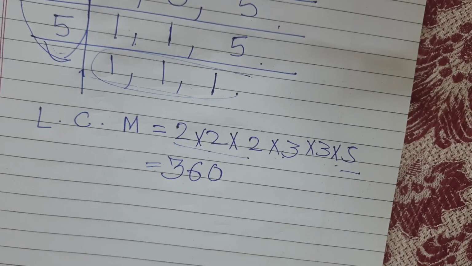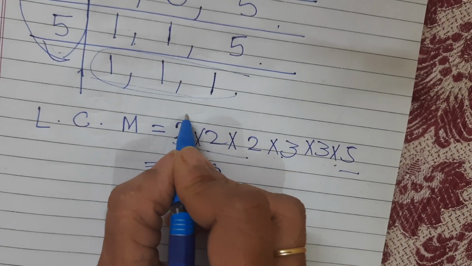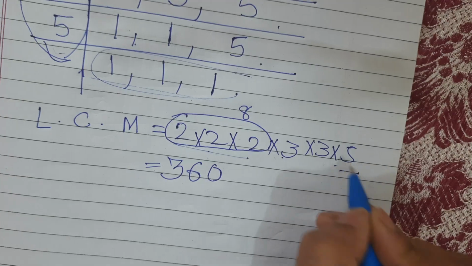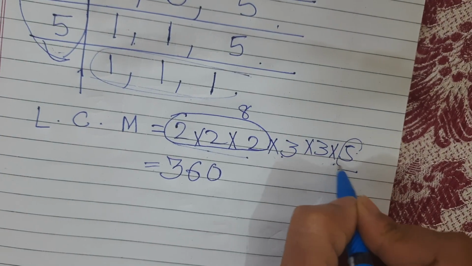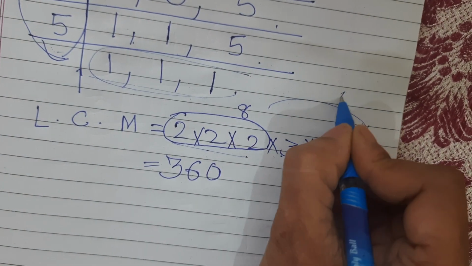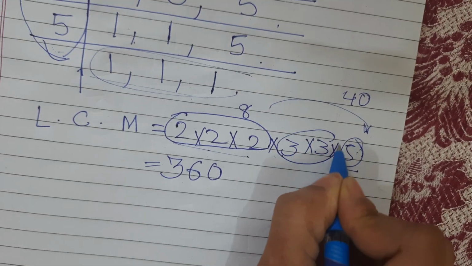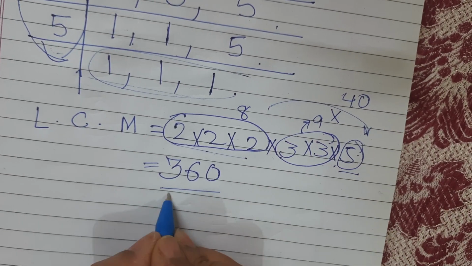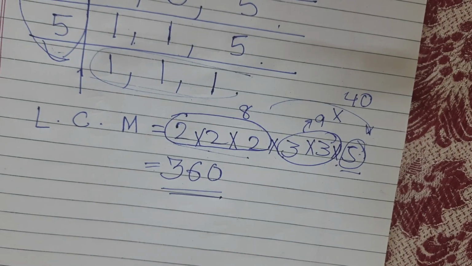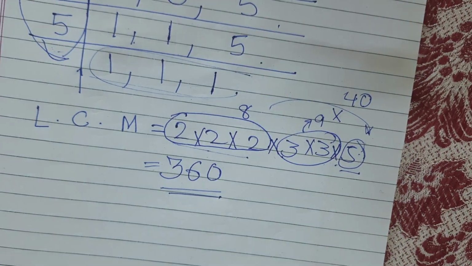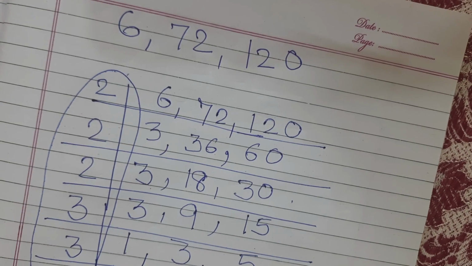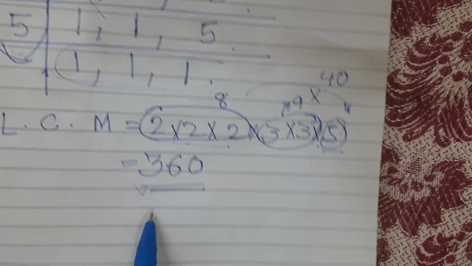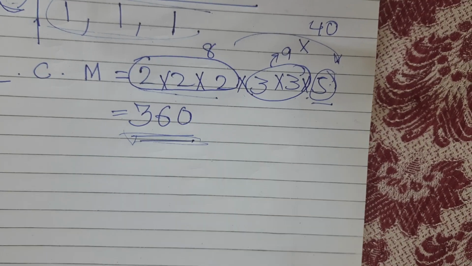Okay, so just to let you know how to make the multiplication easier, 2 2s are 4, 4 2s are 8, this is your 8, this is your 5, so 8 5s are 40, this 3 into 3 is 9, then you do 9 into 40, which is 360. Okay, so the LCM of your 6, 72 and 120 is 360, which is bigger than all the numbers.